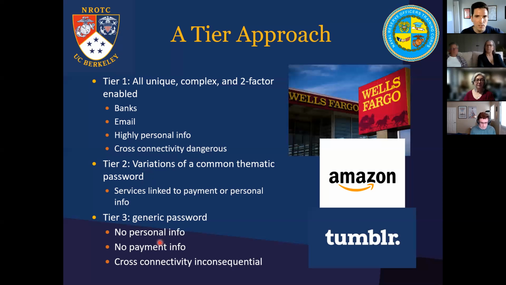And then tier 3 is just like, I don't really care. So tier 3 would be like, there's nothing personal on there. There's no payment info. If someone steals my password from one thing and is able to log into the other thing, I don't really care. So if I had a Tumblr account and a Twitter account, it's inconsequential if someone's able to access those. Just delete the account. It doesn't matter.